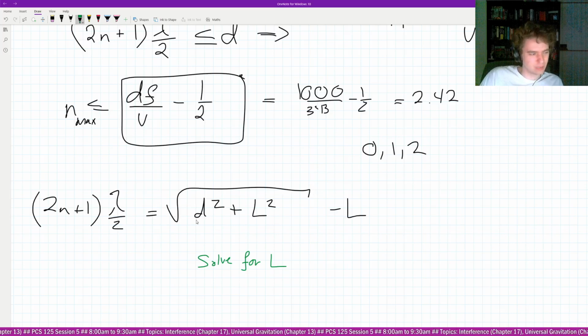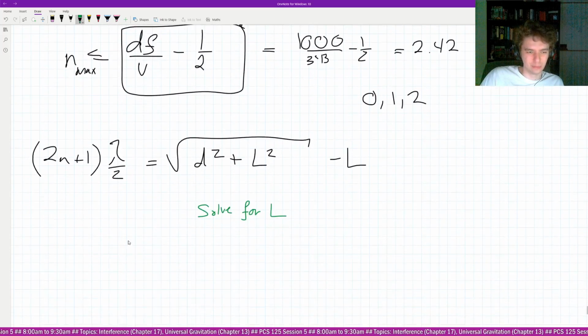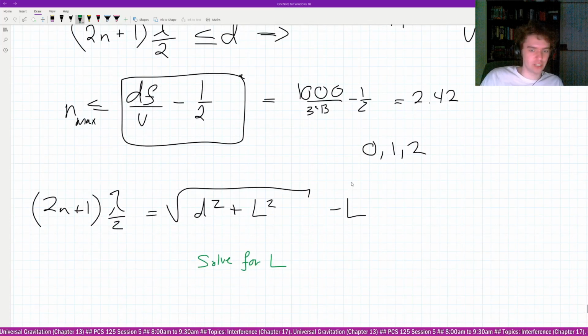Yeah, like this will be a little bit of time-consuming rearranging. I want to get some more questions done before we finish, so I think we should move on to more textbook questions or anything from the chat. But yeah, rearrange this for L and plug in 0, 1, and 2, and those are your three distances. Or you can just leave it in general, solve for L.